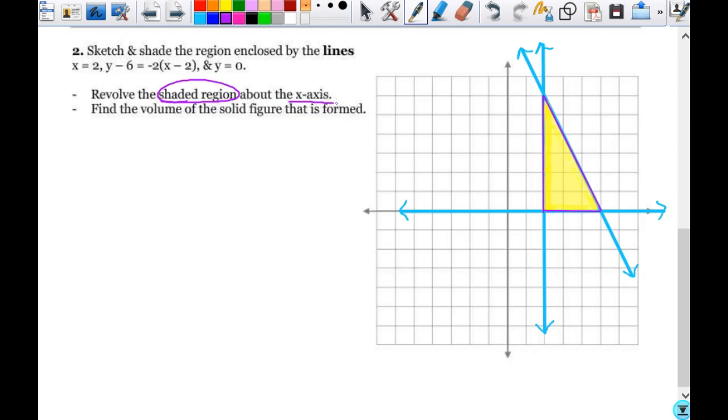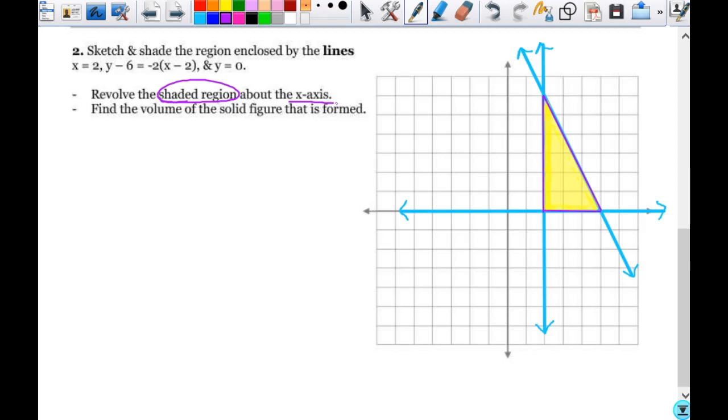So what is being revolved? The shaded region. Does it say we are revolving the lines? No. Right now we have 3 lines graphed. When all is said and done, we will still have 3 lines. We may have other line segments, may have ellipses and some other things, but the lines themselves don't move, just the polygon that you outlined. Does that make sense to you?